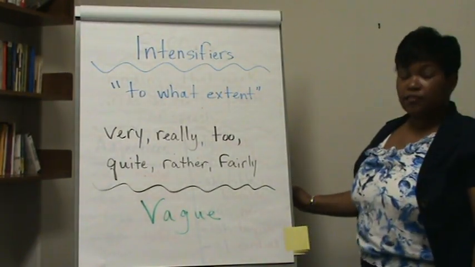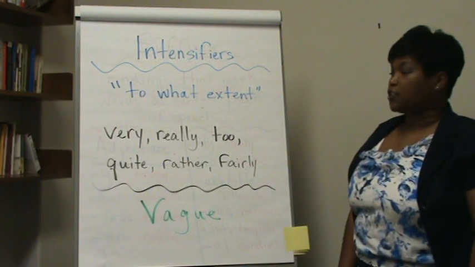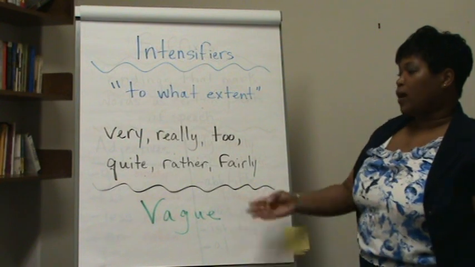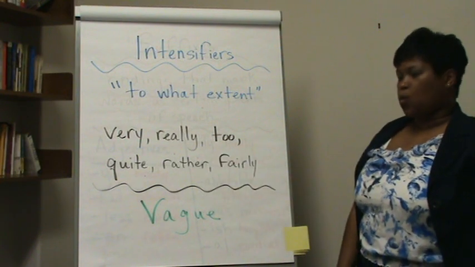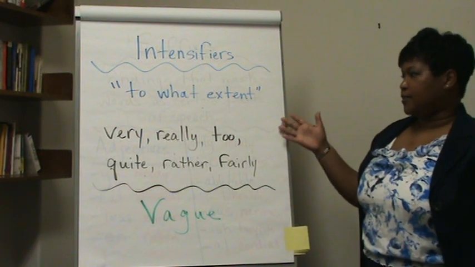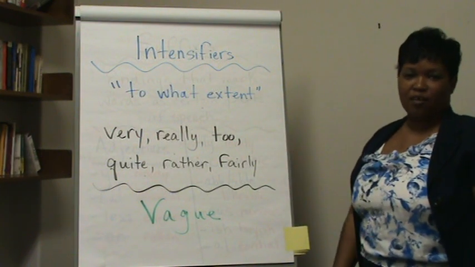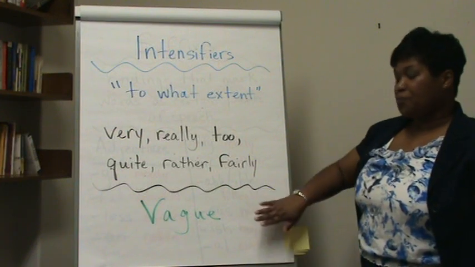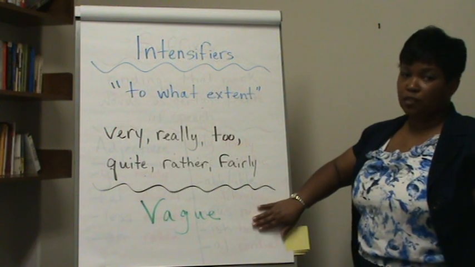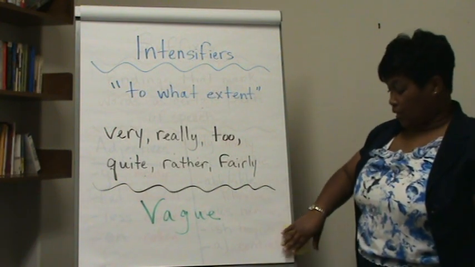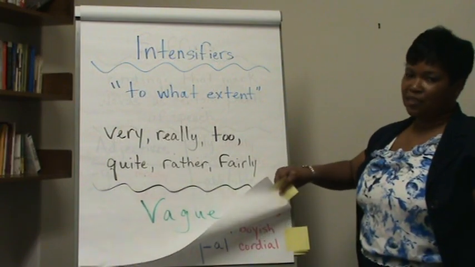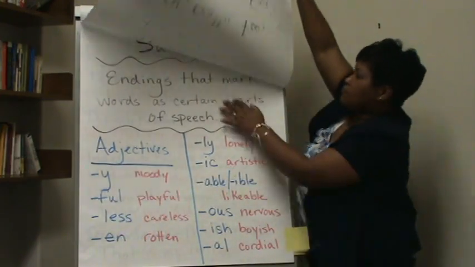With regard to the intensifiers, intensifiers answer the question, to what extent is this adjective modifying something? So you'll have the words very, really, too, quite, rather, fairly, tremendously, other words that intensify our nouns. But you want to be aware that often we overuse these terms, and then your description or your modification of the noun becomes vague. So just be aware that sometimes you can't really use really. It's really, really boring.